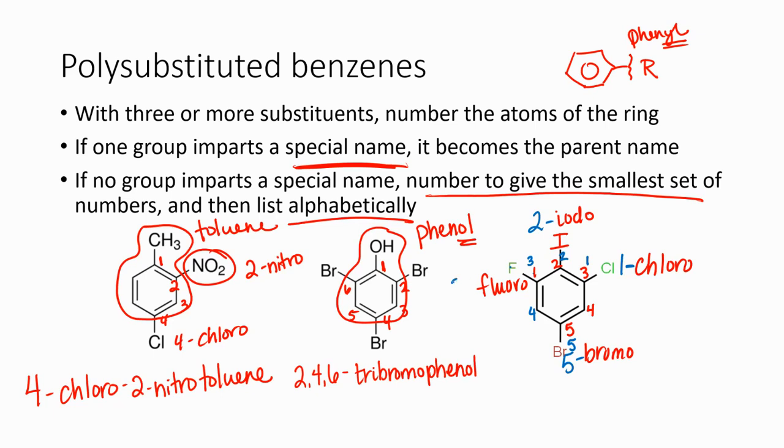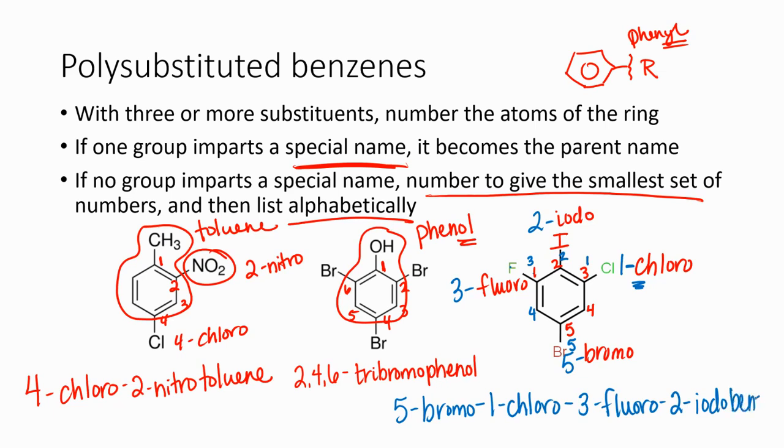Let's go with 1-chloro and 3-fluoro, because chloro comes before fluoro alphabetically. And that was tied before we used that alphabetizing to break that tie. So then let's put these in alphabetical order. Bromo will come first. Chloro, 3-fluoro, and then 2-iodo benzene. So hopefully now you will feel more confident in naming a variety of different benzene-containing molecules.